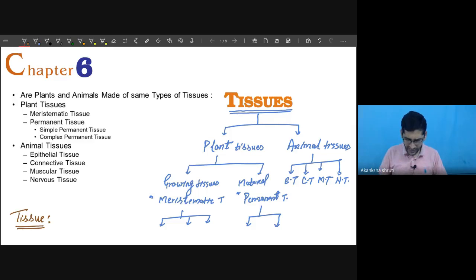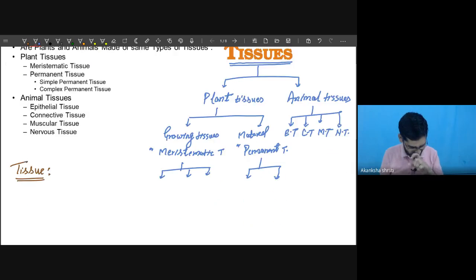So what are tissues? Tissues are collections of cells which perform a specific task. Okay, students? That is important, and we have to keep it in mind. So write the definition.